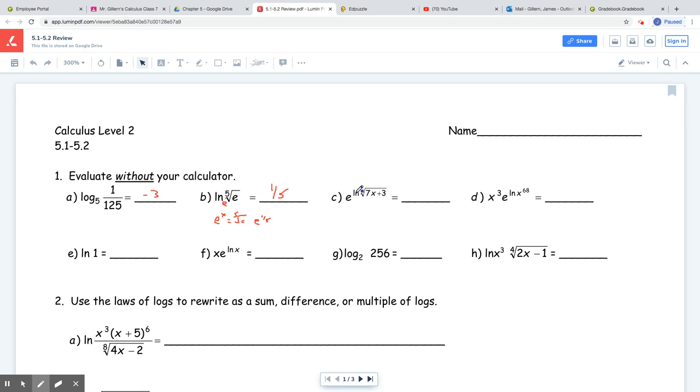Whenever you have a log up in the exponent like this, and the base of the log is the same as the base right here, which is e, this can be simplified, all of this, to whatever is after the log, which in this case is the square root of 7x plus 3. And that is your answer.